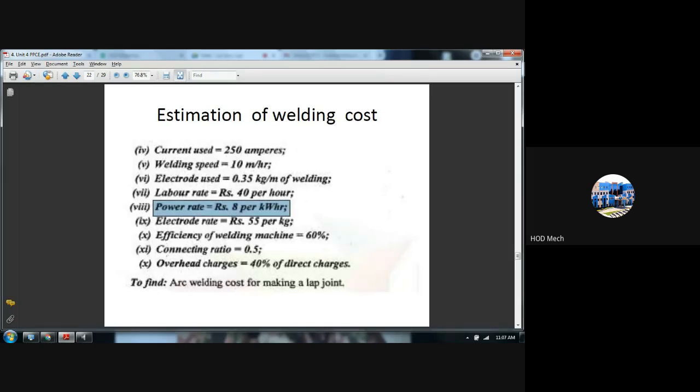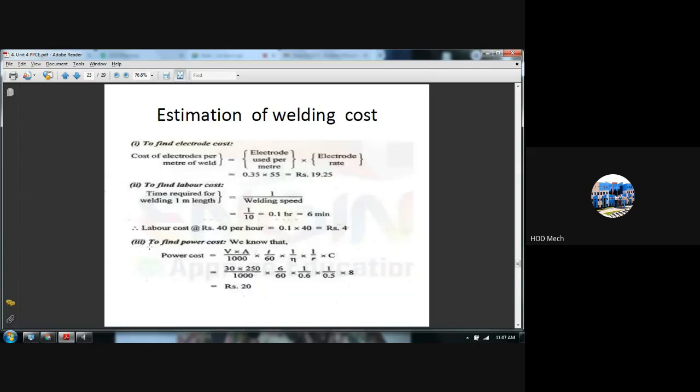Power rate is equal to C, small r is equal to connecting ratio. So this is the formula you have to remember: voltage into ampere divided by 1000, into time divided by 60, into 1 by efficiency, into 1 by connecting ratio, into power factor. If you cannot remember the whole formula, just remember the term 1 by connecting ratio into power factor.